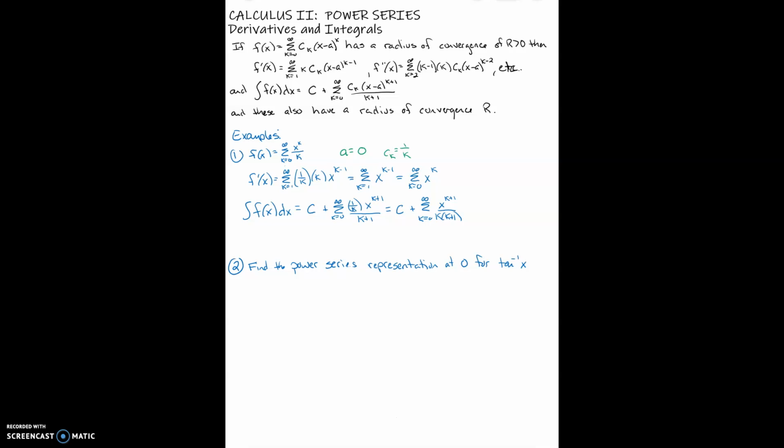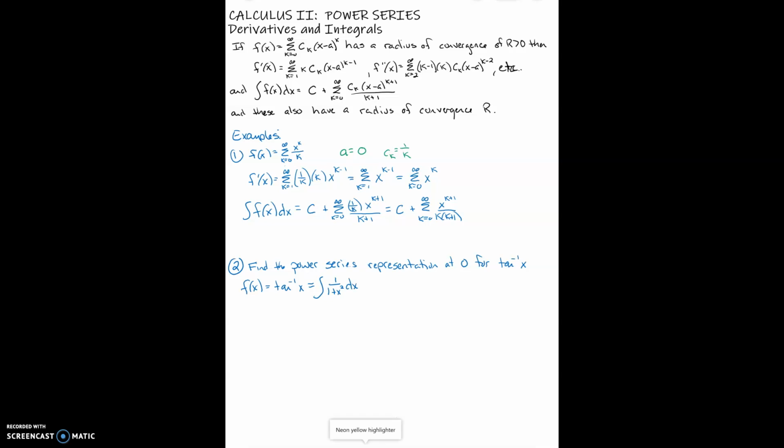Let's take a look at the next example. Let's see if we could find the power series representation of the inverse tangent of x centered at 0. So to begin with, our function is the inverse tangent of x. Of course, if you want to write that as arctangent, that's fine. Now, this first step is a little bit tricky. You'll have to recognize this as an integral. We are talking about integrals today, right? So this is the integral of 1 over 1 plus x squared dx.